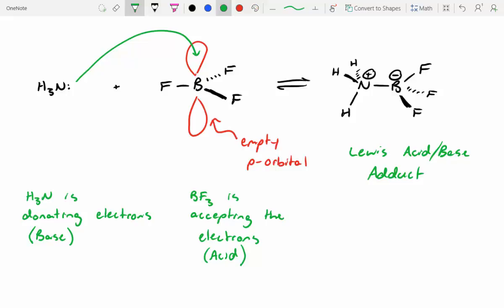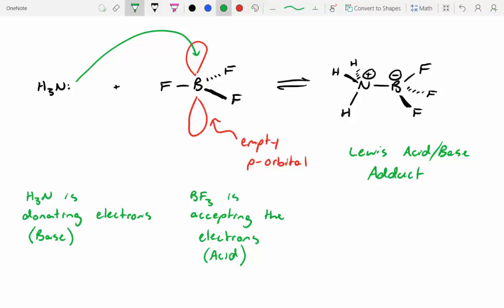One interesting thing when you form these Lewis acid-base adducts is, what's the shape of the boron now, or the boron side of the molecule? Tetrahedral. We went from trigonal planar to tetrahedral because we've increased that steric number around boron. So you can change the geometry of molecules when you do acid-base reactions. It's kind of cool that this is also a reversible reaction too.